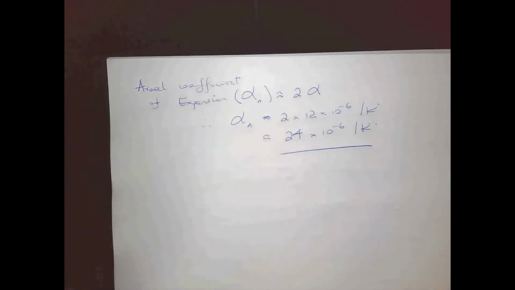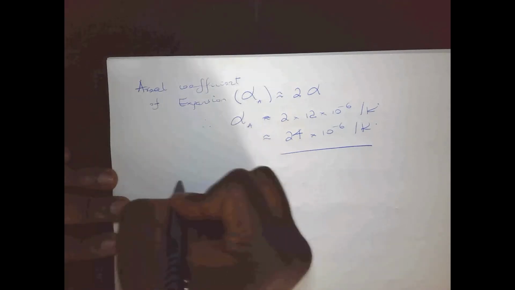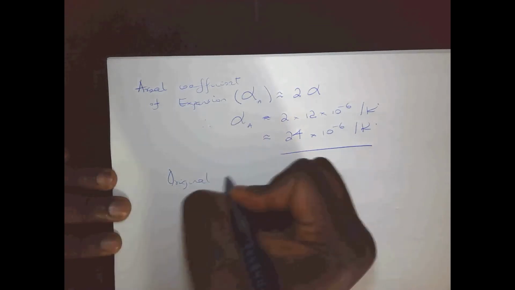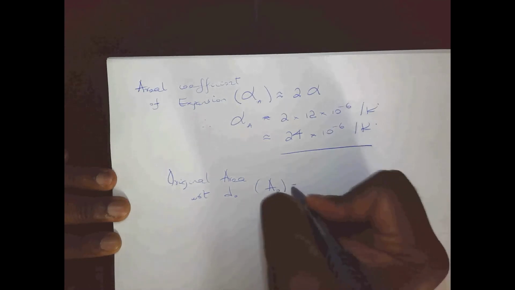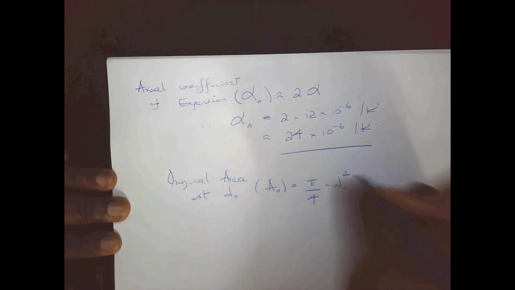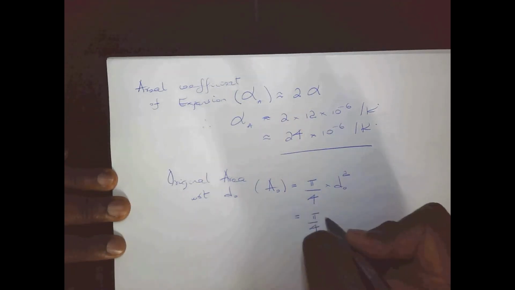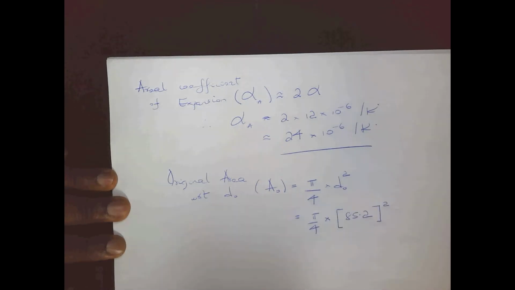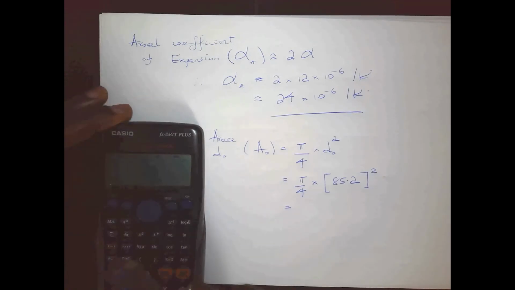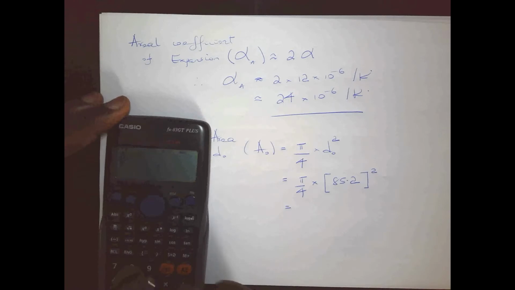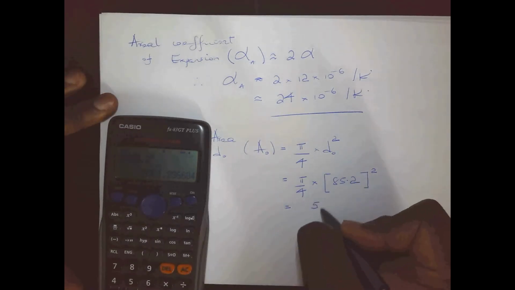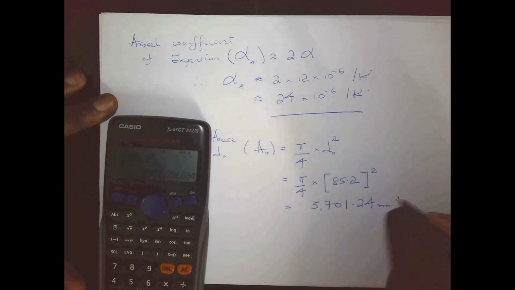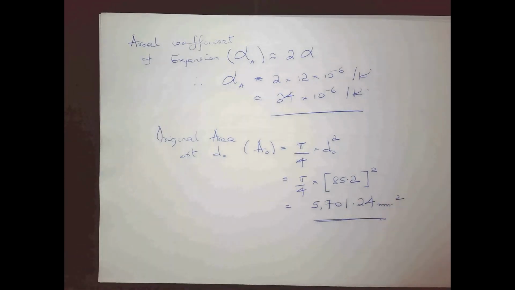The next part is to calculate the areal span with respect to the original diameter. Let's call this original area A naught. That will be equal to pi over 4 times D naught squared, which is pi over 4 times, in brackets, 85.2 squared. Let's bring our handy calculator. Pi over 4 times 85.2 squared gives 5,701.24 millimeters squared. The next part is to calculate the change in area. Let's do that.